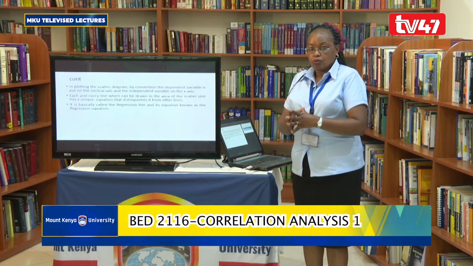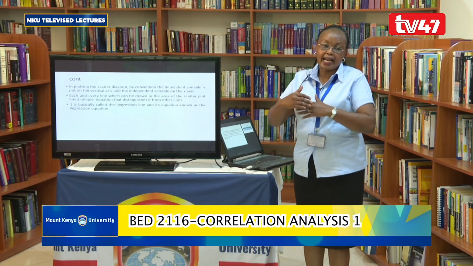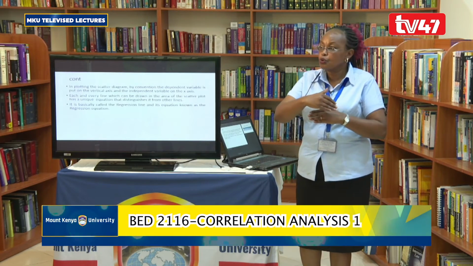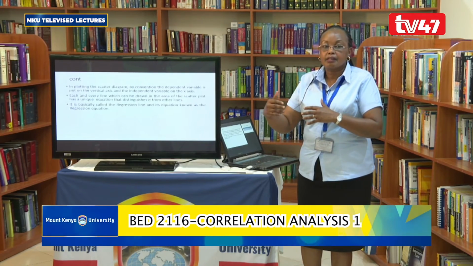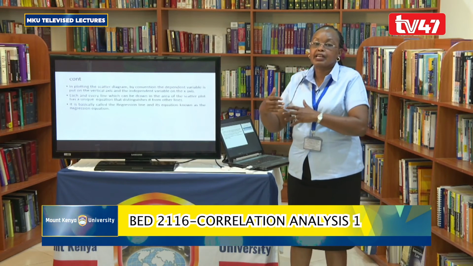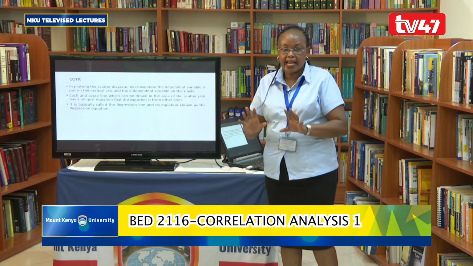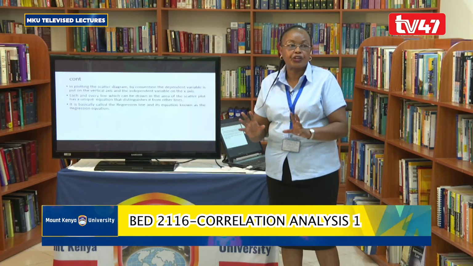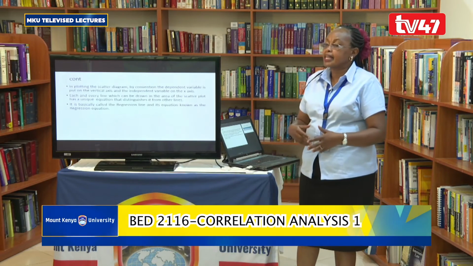How? By taking a ruler, try and draw a line that passes through most of the points. If there is such a line, then we can say there is a relationship. We can be able to describe it. But if you find the points are scattered everywhere and there seems to be no way you can have a line passing through most of them, then we say there is no relationship.